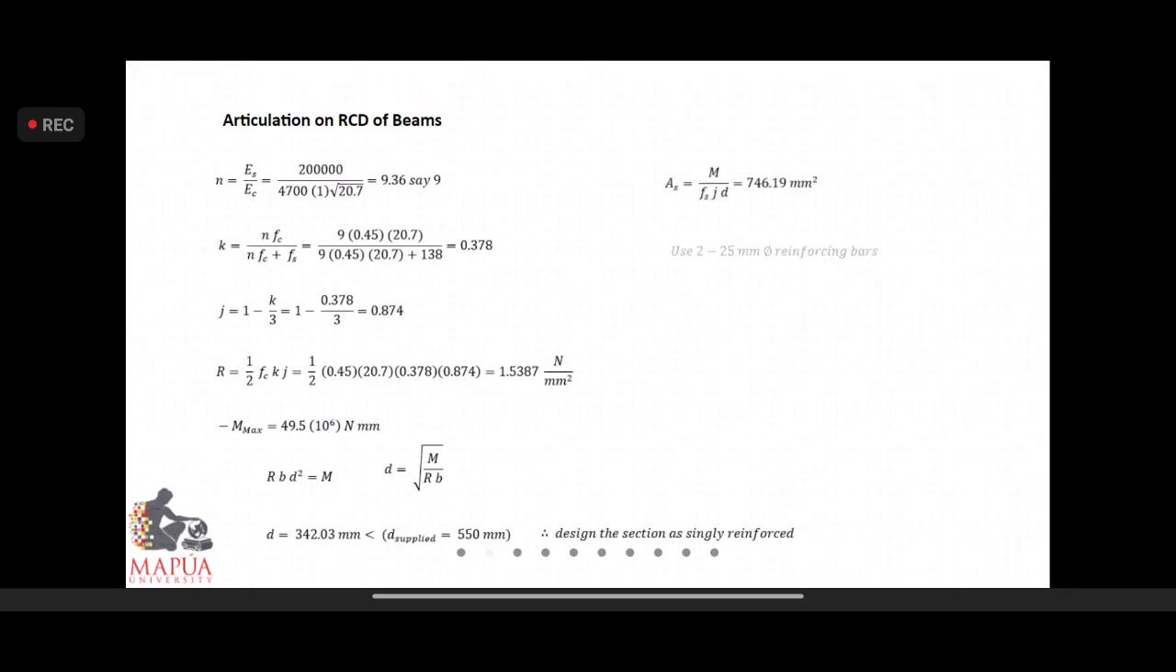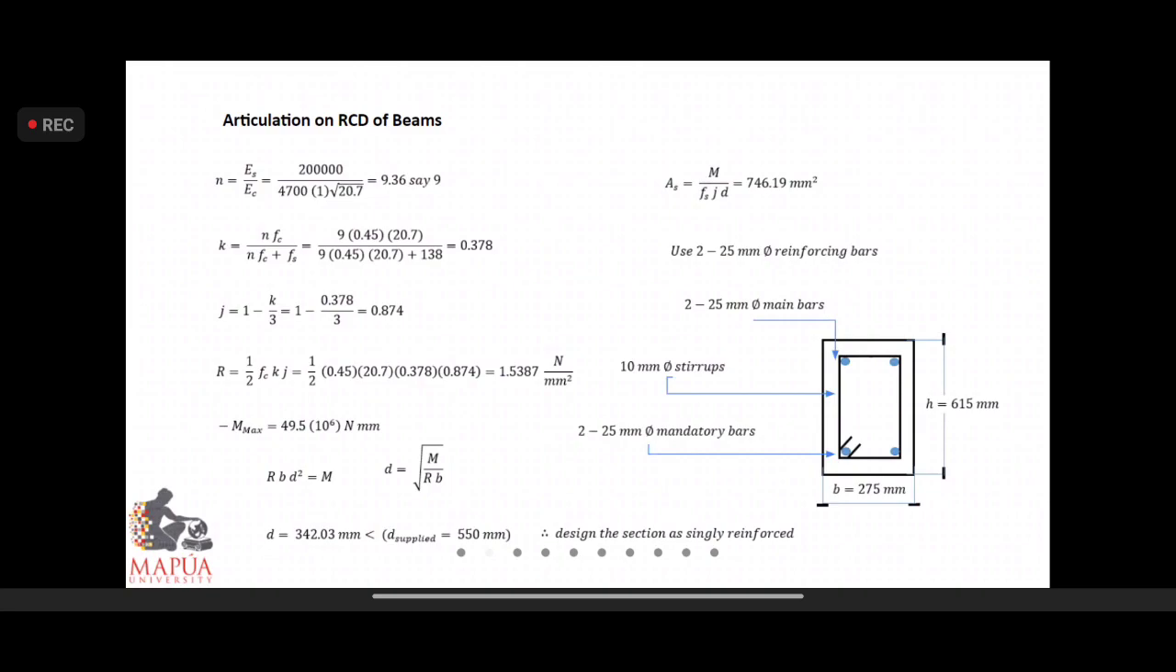We compute for AS. It turned out that this requires two 25mm main bars. This will be the beam section for the negative moment. So that will be placed at the upper part. It just so happened that this has the same comparable number. So this 615 is the added value of the D prime for the effective depth, the supplied effective depth. Then we consider the positive moment.